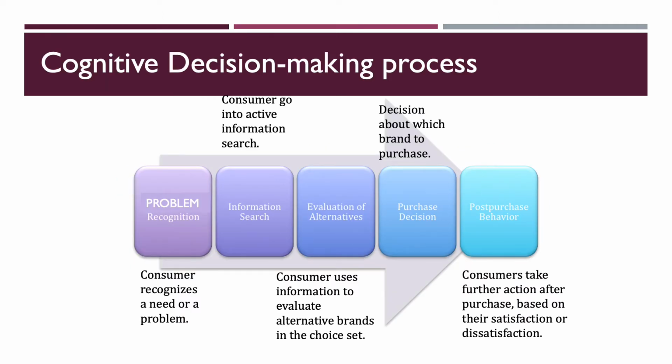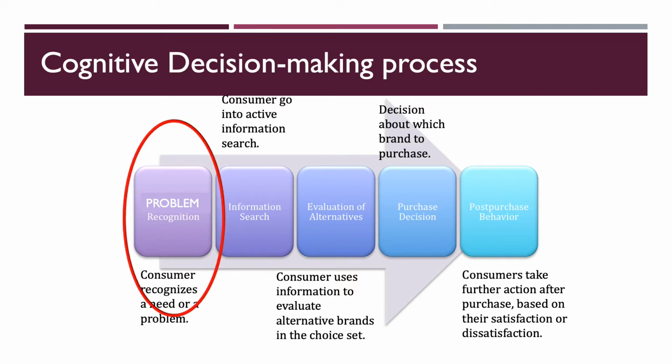The consumer decision process model, which is also the cognitive decision making process, represents the steps that consumers go through before, during, and after making purchases. Because marketers often find it difficult to determine how consumers make their purchasing decisions, it is useful for us to break down the process into a series of steps and examine each one of them individually.